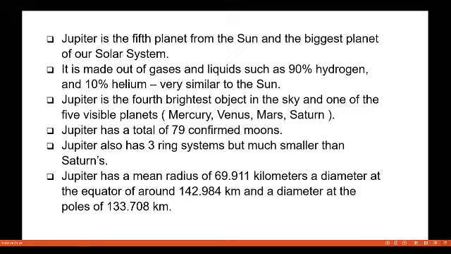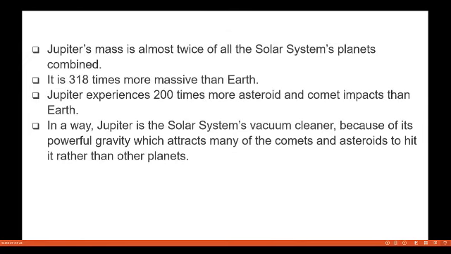Jupiter has a mean radius of 66,911 kilometers. A diameter at the equator is around 142,984 kilometers, and a diameter at the poles about 133,708 kilometers in comparison with the Sun.